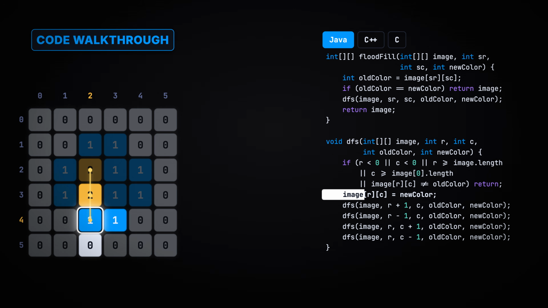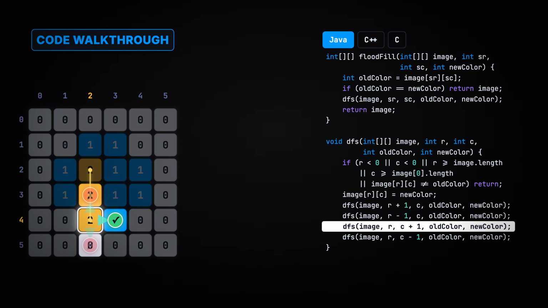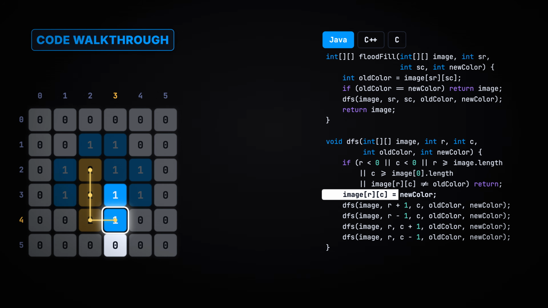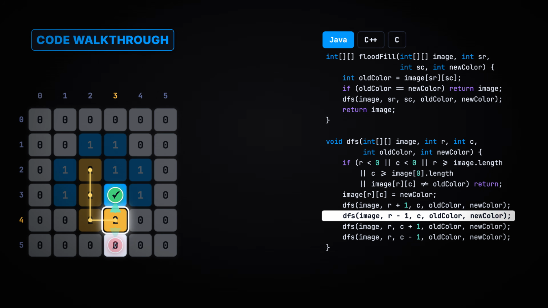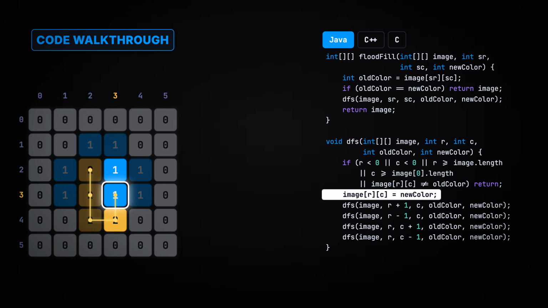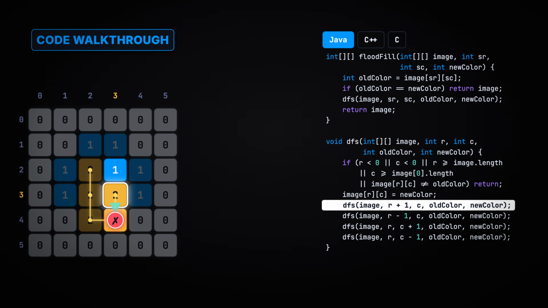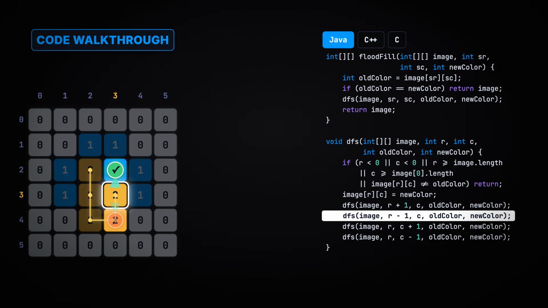On 4-2, paint it. Down is a wall. Up is already painted, but look right. 4-3 is fresh. Dive in. 4-3, paint it 2. Down is a wall, but up, 3-3 is a 1. Keep going. 3-3, paint it. Down is already done, but up leads to 2-3.